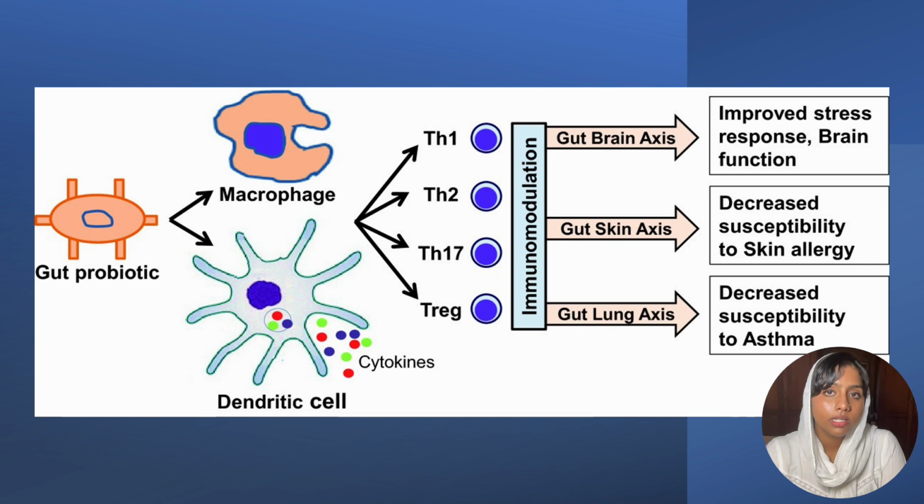So this is again a pictorial representation where you can see the gut, the probiotics, they interacted with the macrophages and the dendritic cells, which further influenced the immunity, and they help to maintain the brain, the skin, and the lung homeostasis, by having an effect on the immunity.